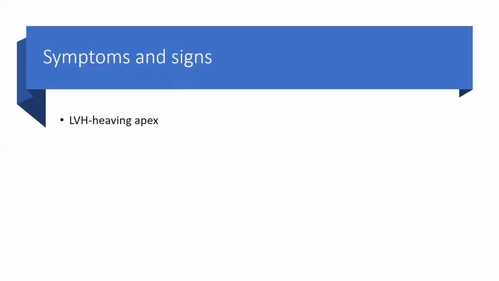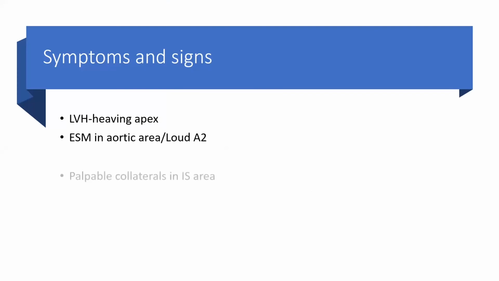What are the symptoms and signs? Of course, there are symptoms I've already discussed. It's a coarctation, so you've got hypertension. So you've got a left ventricular hypertrophy, heaving apex, ejection systolic murmur in the pulmonary aortic area and a loud A2. These are all part of the coarctation. Palpable collaterals can be seen in the interscapular area, isn't it?